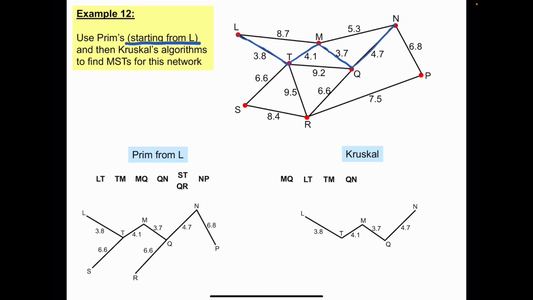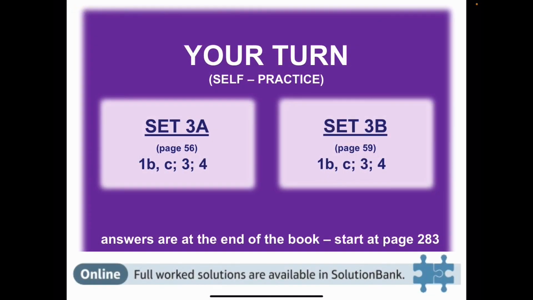Then I have 5.3, but I cannot add that one because that would create a cycle, so I can skip that one. The next one is ST, which is 6.6, but I have 2 options there. I could also do QR, that I still can add because there is no cycle. And then I'm still missing the P vertex, which is 6.8, obviously it's the shorter option, so NP. And this is all for today's lesson.